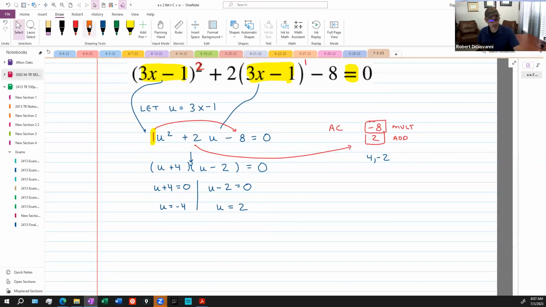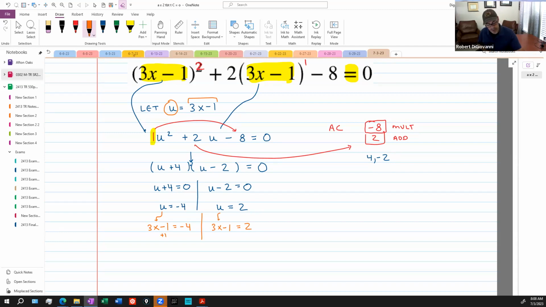Very important step now. Remember, u was actually 3x minus 1. So we're going to replace that u with 3x minus 1, and then we have equals negative 4. And then over here, again, replace the u with 3x minus 1 and then equals 2. And now we have two new equations to solve. These happen to be linear equations, but the equations we get here could be anything. All right. Here it's linear.